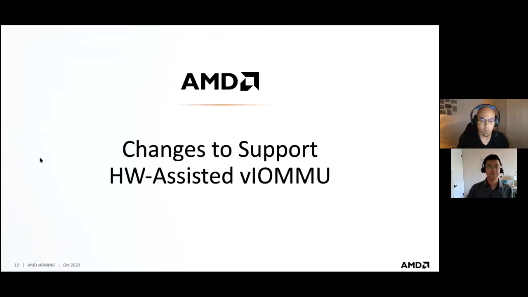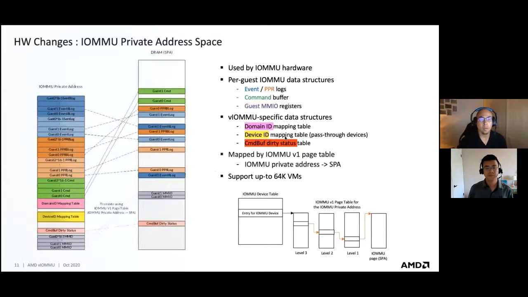Hi. In the next section, I will start discussing the details of the changes for the hardware-assisted vIOMMU feature. Starting with the hardware changes, we're introducing the IOMMU private address space. This address space is used by the IOMMU hardware to access per guest IOMMU data structures. On the left-hand side, there's a diagram showing the layout of the private address space. You can see, starting from the top, we have the event and PPR log, the command buffer, and the guest MMIO registers at the bottom.